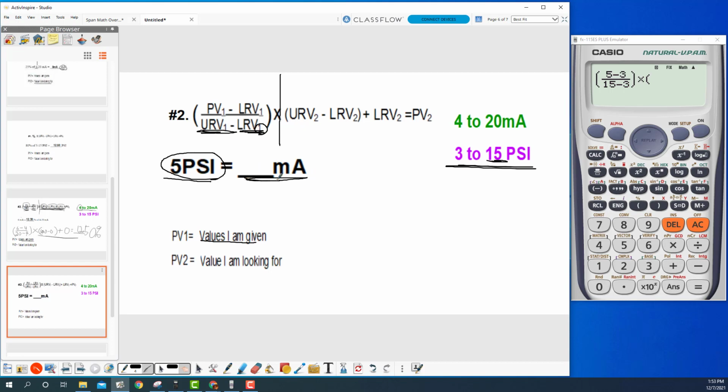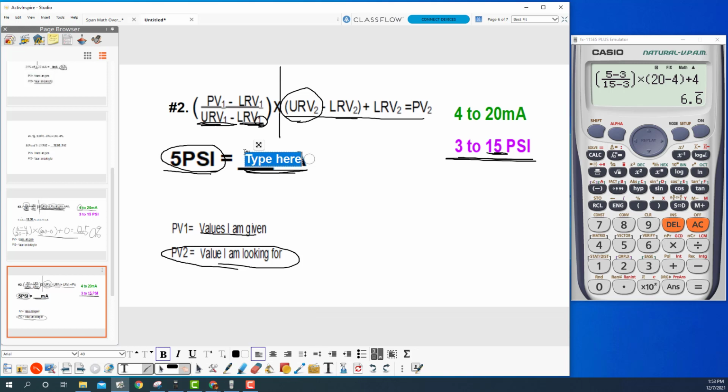Now it's a matter of the numbers that I'm looking for. My number 2 numbers are the values I'm looking for. So I'm looking for milliamps. What is the upper range value of my milliamps? 20, minus the lower range value of my milliamps, 4. Close parentheses, plus 4. And that would give me, hit your S to D, 6.66 repeated, so that'd be 6.67. We're going to go to the second decimal place, 6.67 milliamps. If I have 5 psi, that would equal 6.67 milliamps.